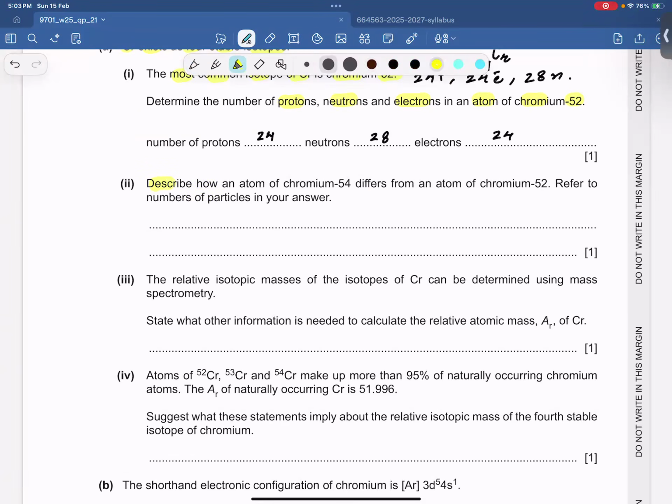Part 2. Describe how an atom of chromium 54 differs from an atom of chromium 52. Refer to the number of particles in your answer. So basically, chromium 54 and chromium 52 are isotopes of each other. And in isotopes, they have the same number of protons and electrons but a different number of neutrons.